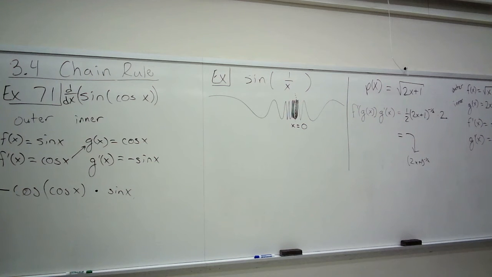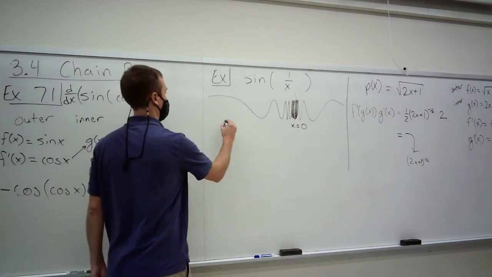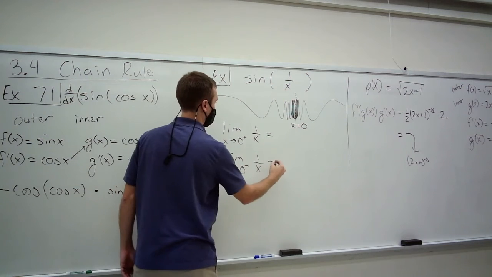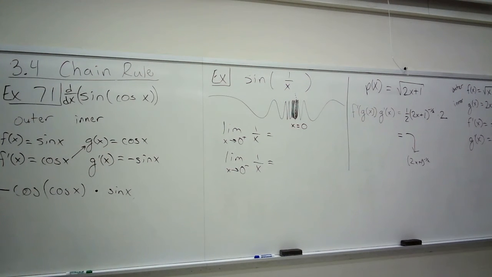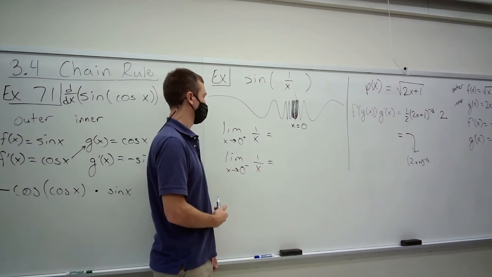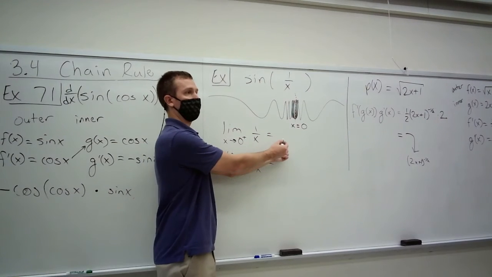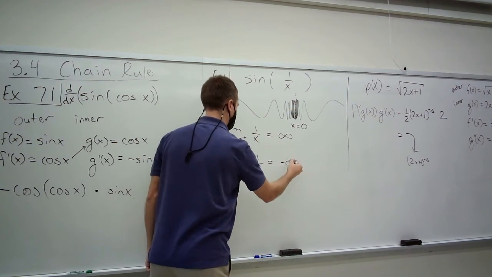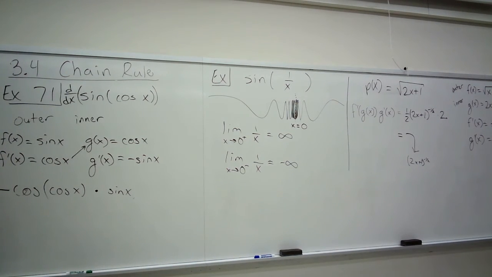But possibly of greater concern, close to zero, 1 over x gives values that are either plus or minus infinity. Right? Limit as x goes to 0 from the right of 1 over x, the limit as x goes to 0 from the left of 1 over x is what? Which one's which? Positive infinity? And this one? Negative. Think of the graph.